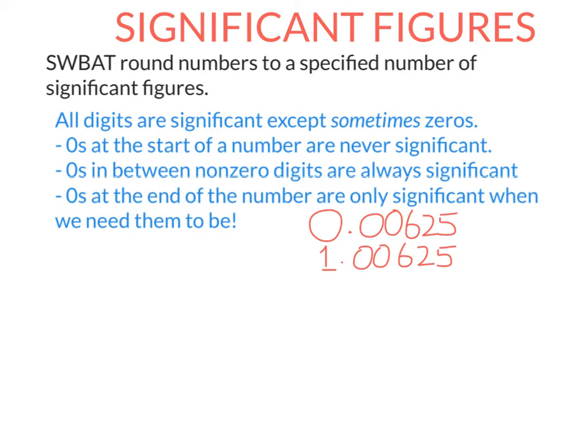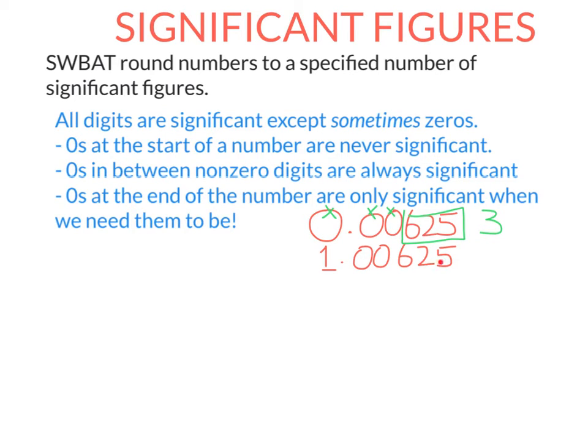So here we have two numbers. They look very similar, but they actually have a different number of significant figures. This first number has 3 significant figures, and this one has 6. So let's look at the first number. Why does it only have 3 significant figures? Well, we said zeros at the start of a number are not significant. So the 3 significant digits here are 6, 2, and 5. Any non-zero digit, any digit except 0, is always significant. So the 6, the 2, and the 5 are definitely significant. So this has 3 significant figures.